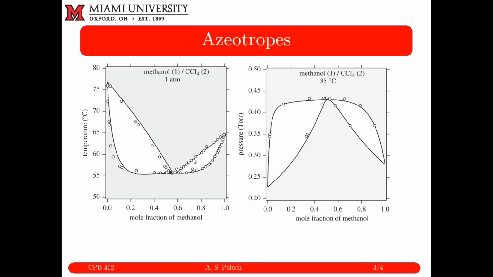Okay. All right, two more points that I'd like to make. One, when I first put the slide up, I said, here's an example of a minimum boiling azeotrope. Okay, what do we mean by that?